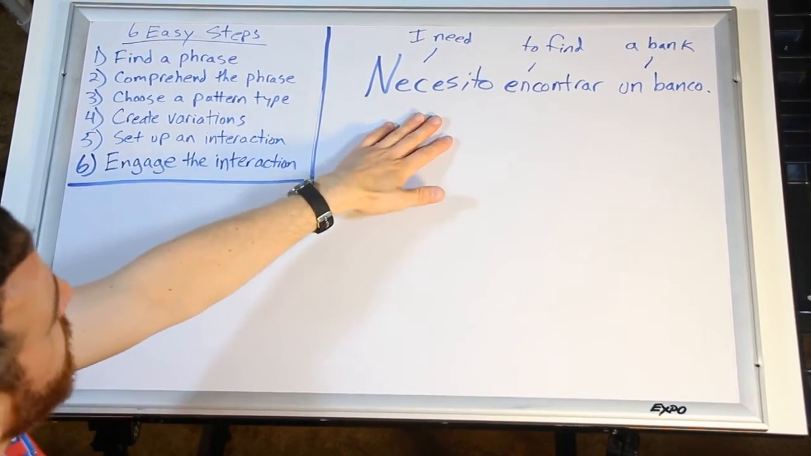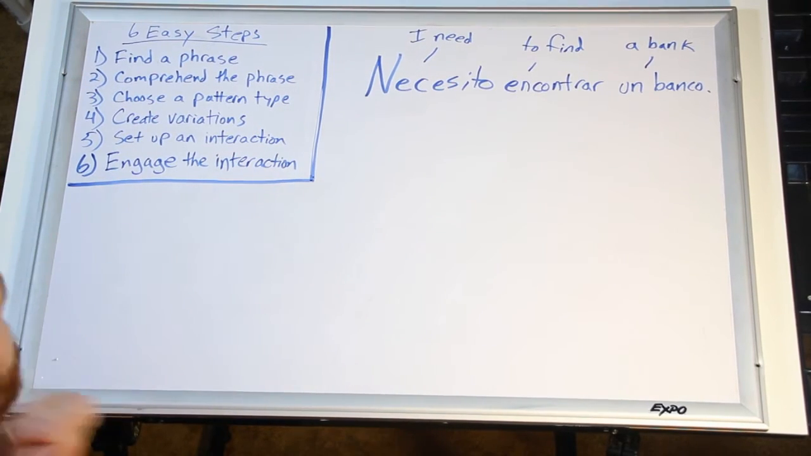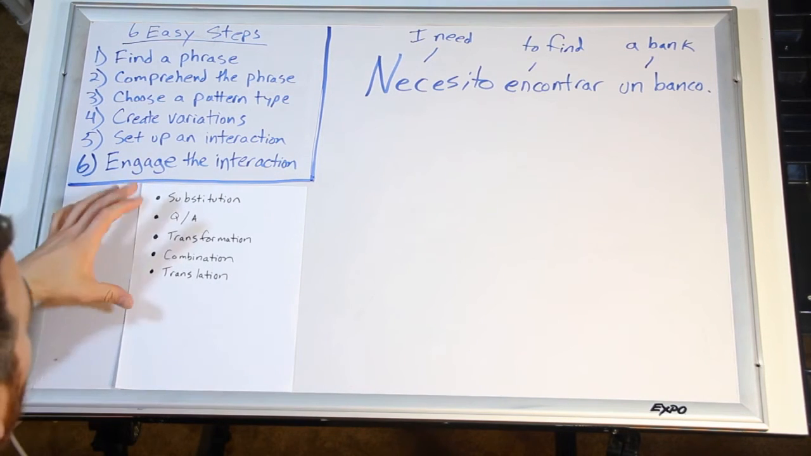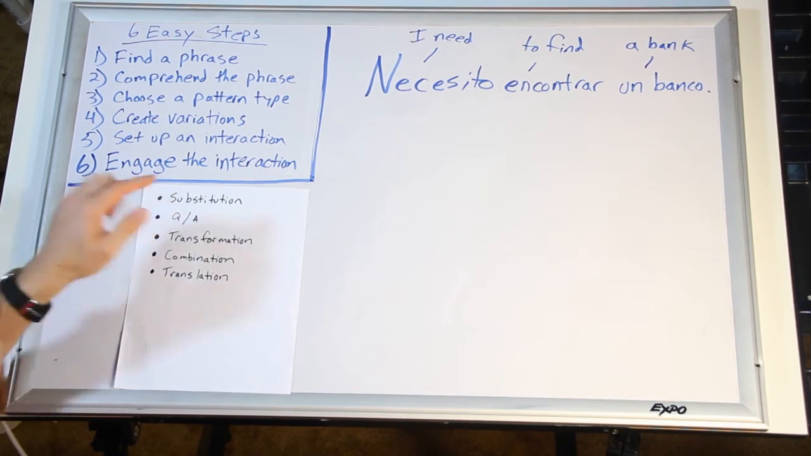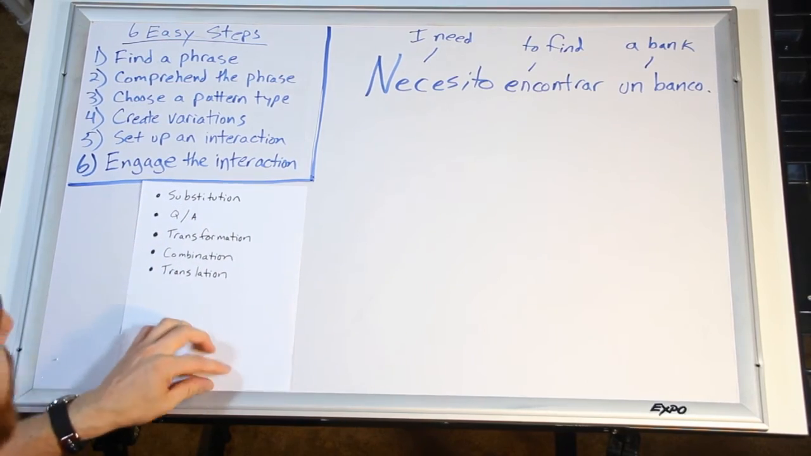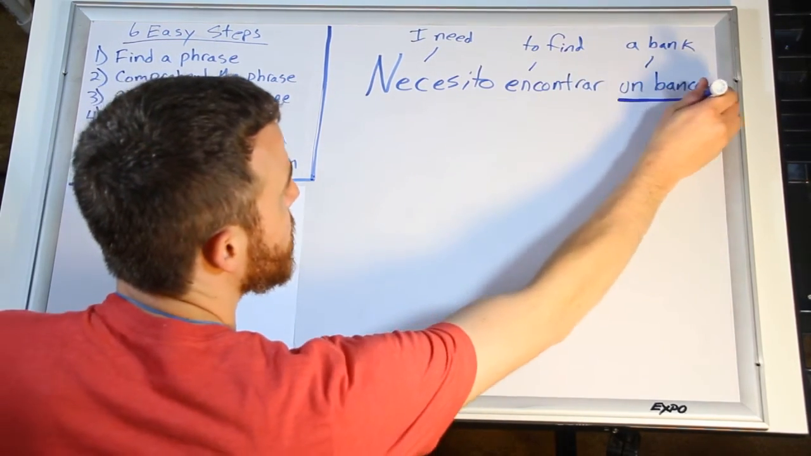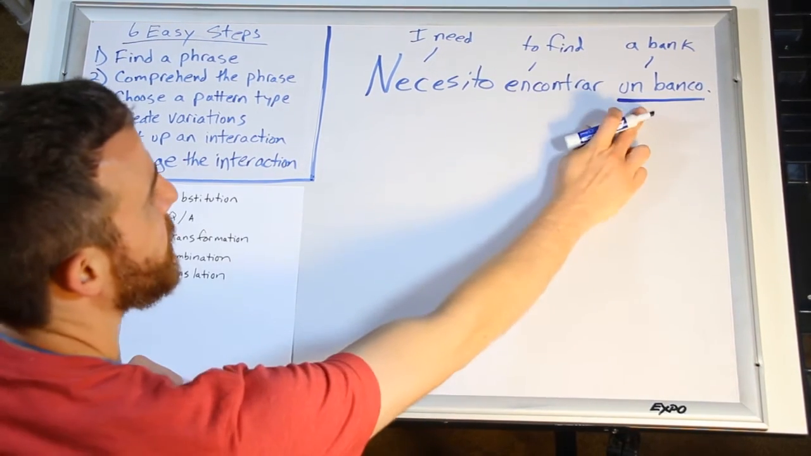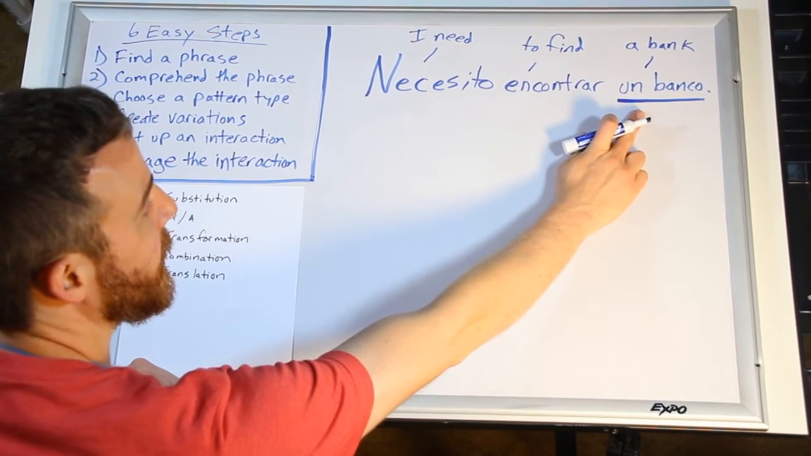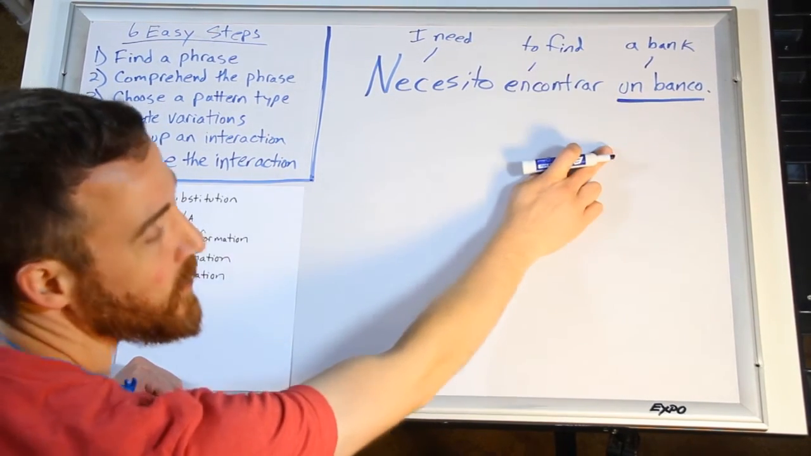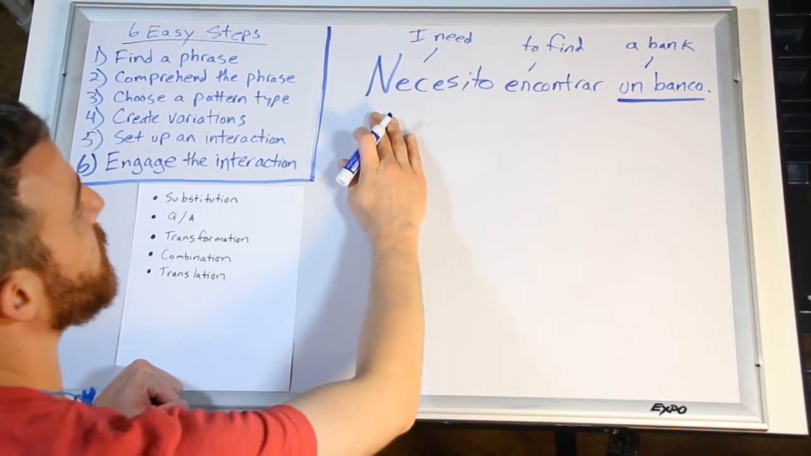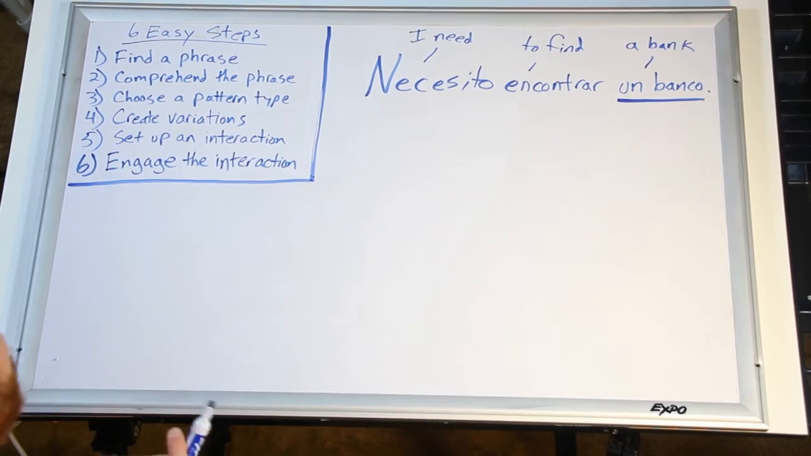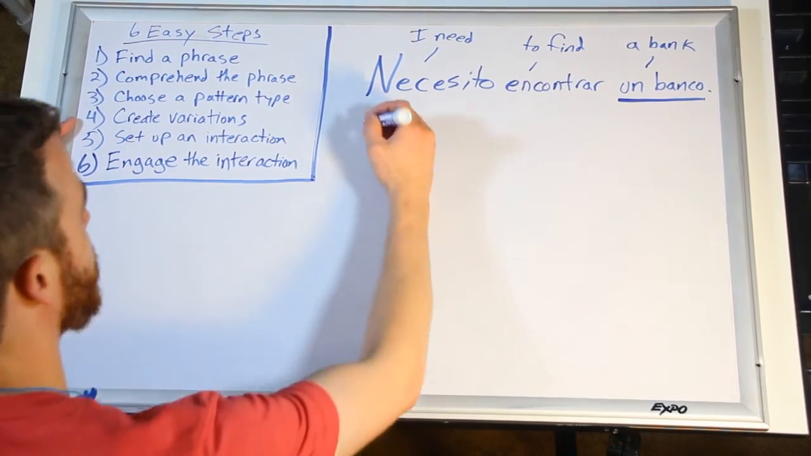So now that we recognize the Spanish and we understand what it means, step 3 is to choose a pattern type. Now if you remember from my first video, I talk about 5 different types of patterns that you can make. So we're going to do substitution for this one, and substitution basically is taking part of the phrase and substituting it for something else. So in this case, I'm going to take the place, a bank, and I'm going to change that and substitute other words in for that. So the main phrase will be, I need to find, and then we're going to change a bank. That's substitution.